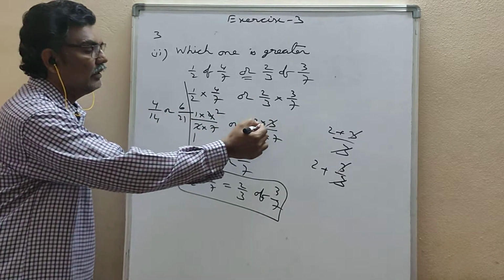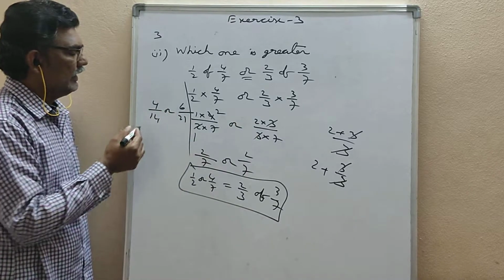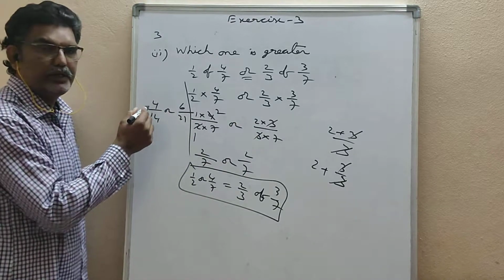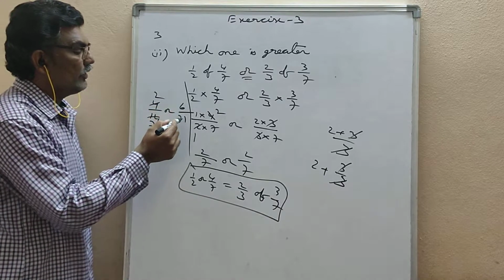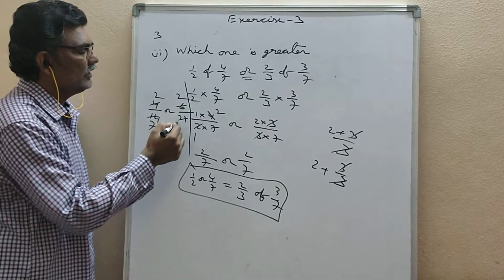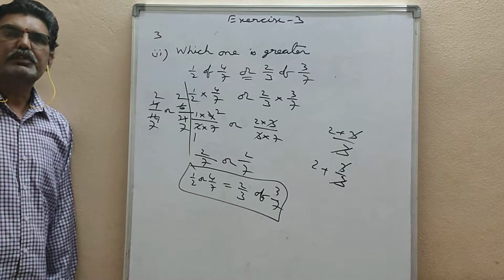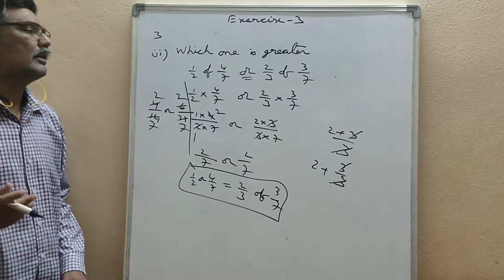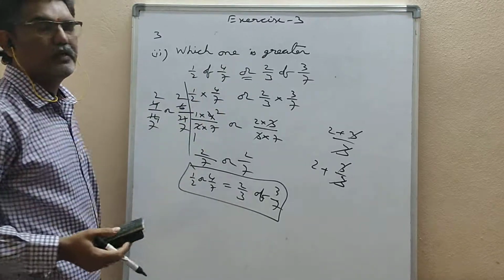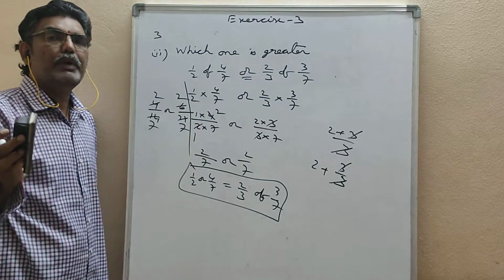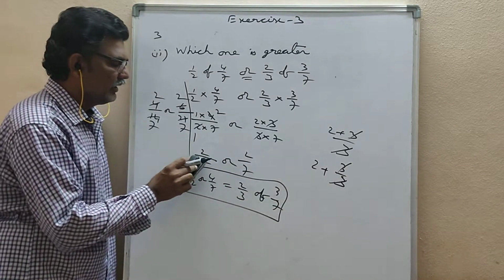Here I cut, here we should not cut. Then 4 and 14 will go in 2 table or not. So they will write 2 2s are 4, 2 7s are 14. 6 and 21 will go in 3 table: 3 2s are 6, 3 7s are 21. Now also you got 2/7, 2/7. So which one is greater? Both are equal. So if you want to say which one is greater, first step is you have to make denominators as same.